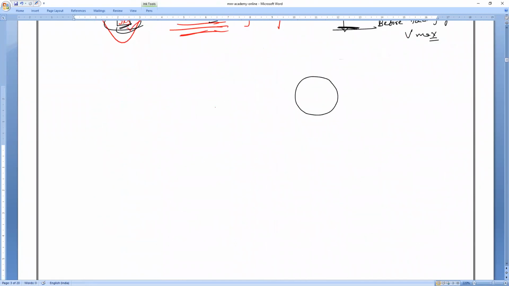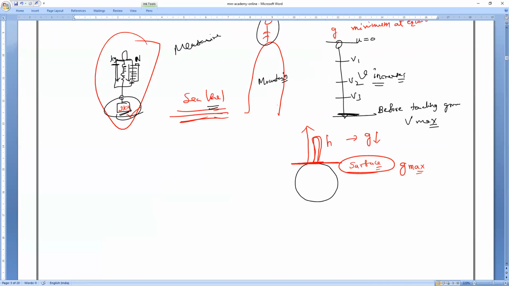But generally, remember, the earth is spherical in shape. It has the maximum force of attraction at the surface. If I am going above the mountain, I am going above the surface. At the surface the g value is maximum. If height keeps increasing, then the g value decreases. Is it clear?